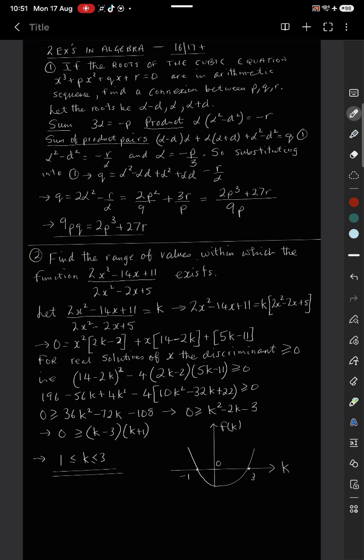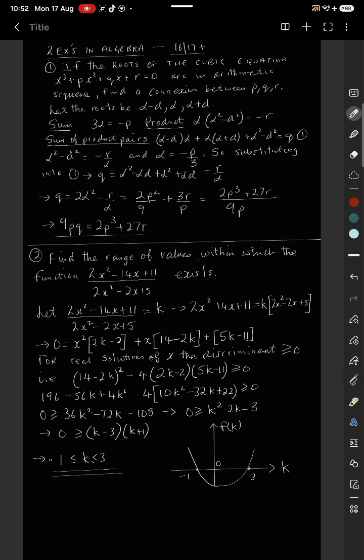And simplifying all that, getting everything onto the right-hand side, we get 0 equal to or greater than 36k squared minus 72k minus 108, which means, dividing through by 36, we get 0 equal to or greater than k squared minus 2k minus 3, which factorizes as k minus 3 times k plus 1. So I've drawn a little graph there of the function k squared minus 2k minus 3, and you can see that it is equal to or less than 0 when k is between minus 1 and 3. And so that is our final answer.